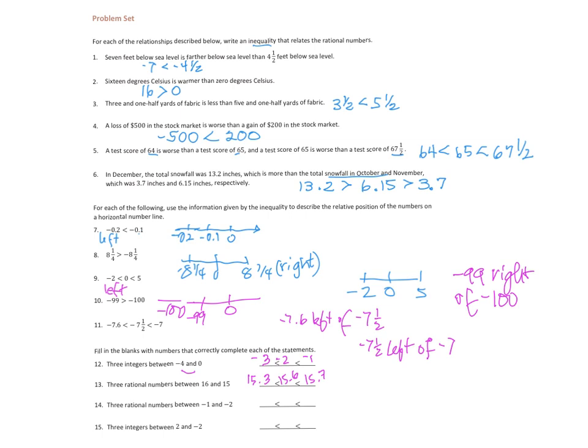3 rational numbers between negative 1 and negative 2. So I'm going to go negative 1 and 9/10, negative 1 and 55/100, excuse me, and negative 1 and 2/100. And there's not one right answer. Know that. The last one, 3 integers between 2 and negative 2. Well, I could have negative 1 is less than 0, which is less than 1.